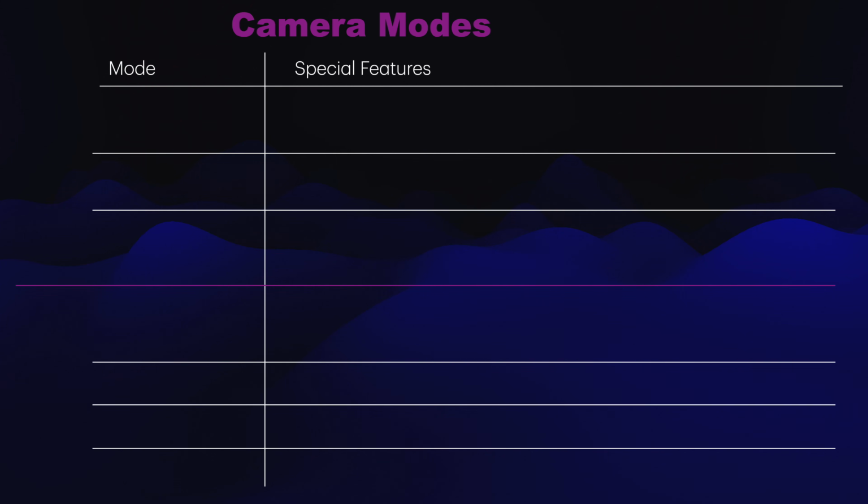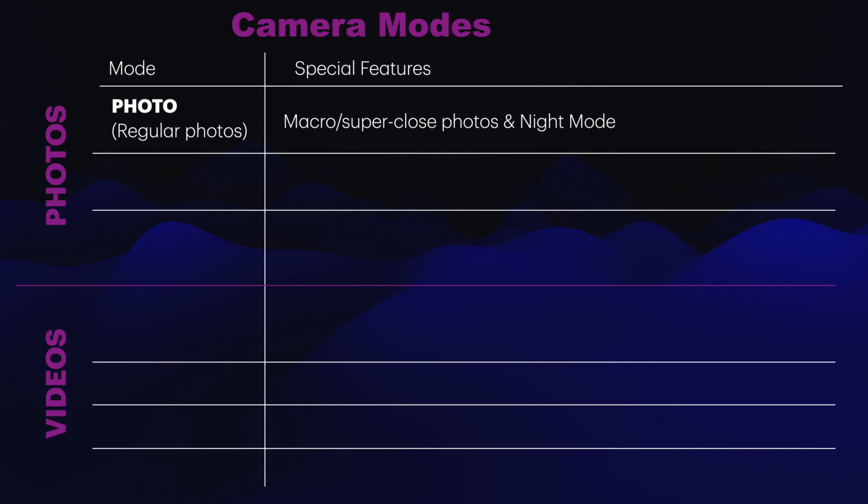There's the regular photo mode, which is probably what you're going to use most often still. But in that mode, you can do those super close-up photos called macro photos, and you can also do night mode if you take a photo in a dark environment.